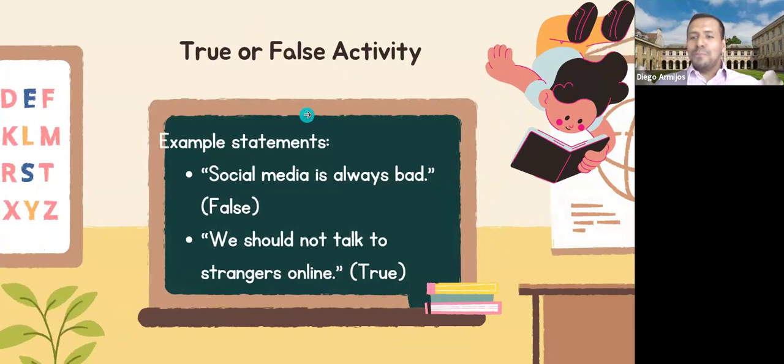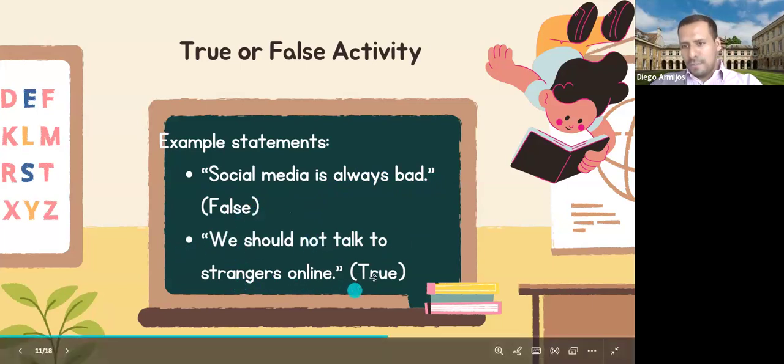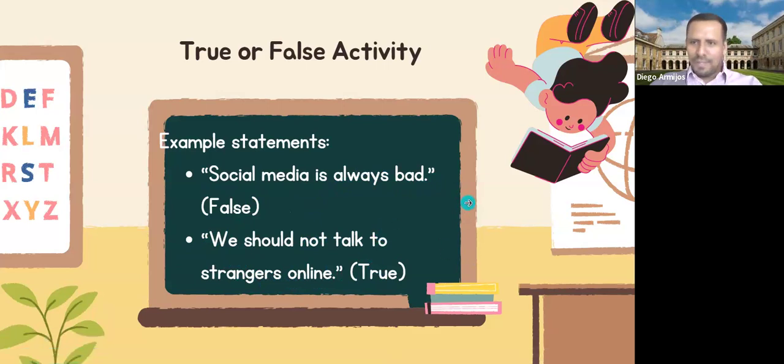Oh, we can also, while the students are reading, use a true or false activity. I have written two examples here. Social media is always bad. What do you think, true or false? So our students can answer the question. We should not talk to strangers online. True or false? The students might say true because it's not good, because in the reading they have already noticed that.